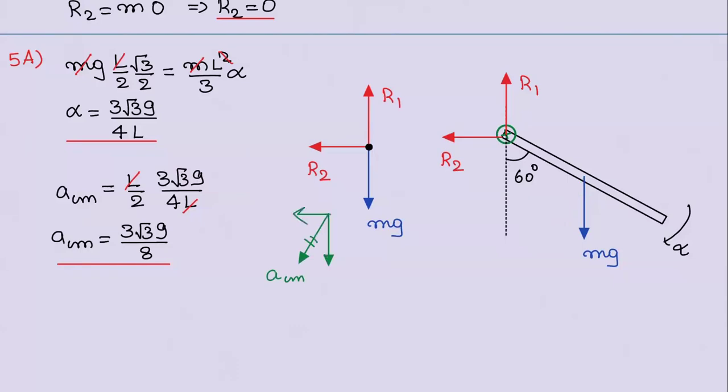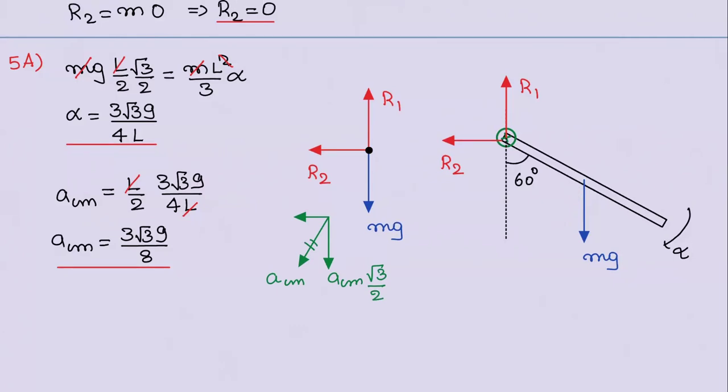Understood? Now what is the vertical component? ACM cos 30, root 3 by 2. ACM sin 30, ACM by 2. Anyone there, sir? How did you conclude this angle 30? You want me to explain?